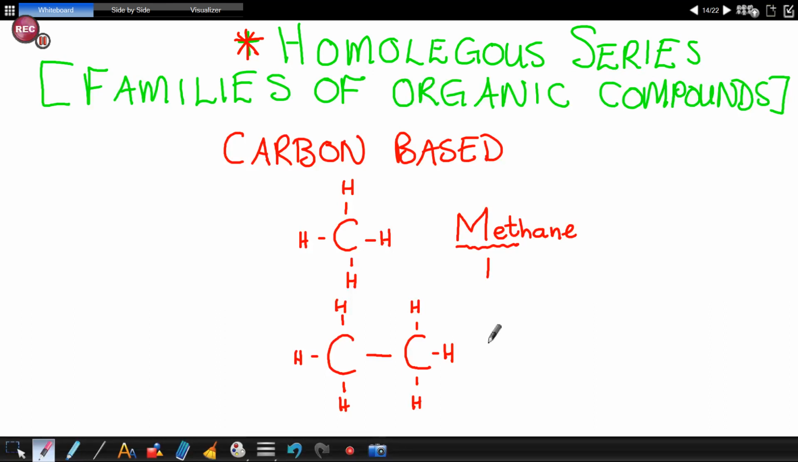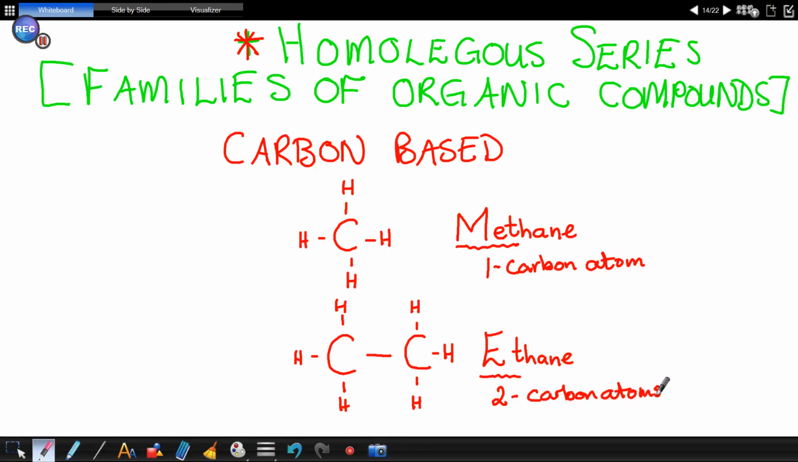Okay, so this is ethane. And the eth means 2 carbon atoms. 1 carbon atom is indicated by meth, and 2 carbon atoms is indicated by the eth. Are you alright with that?